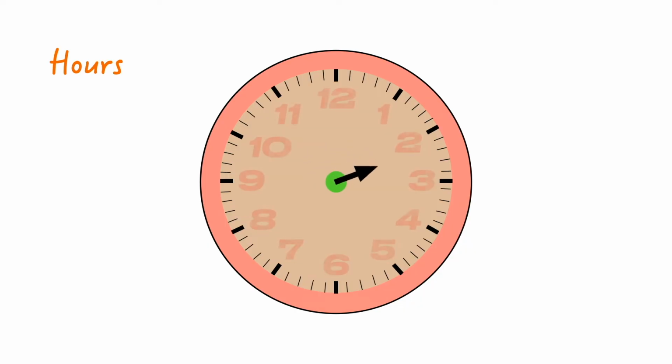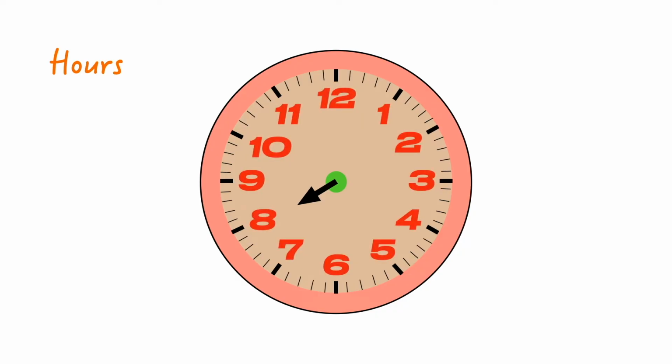And on our clock we have our main large numbers. These represent our hours. And our hour hand is a shorter hand because it only needs to be able to point to these large numbers, not to the actual individual minutes.